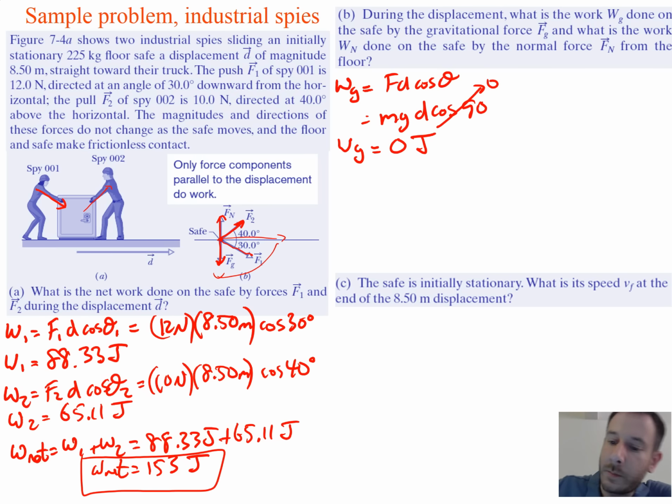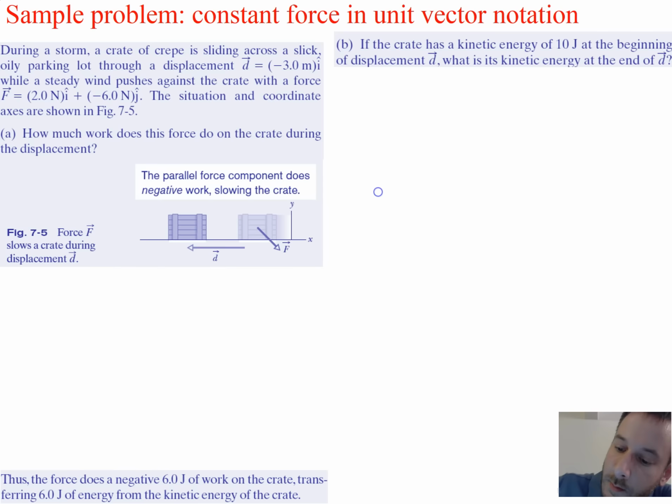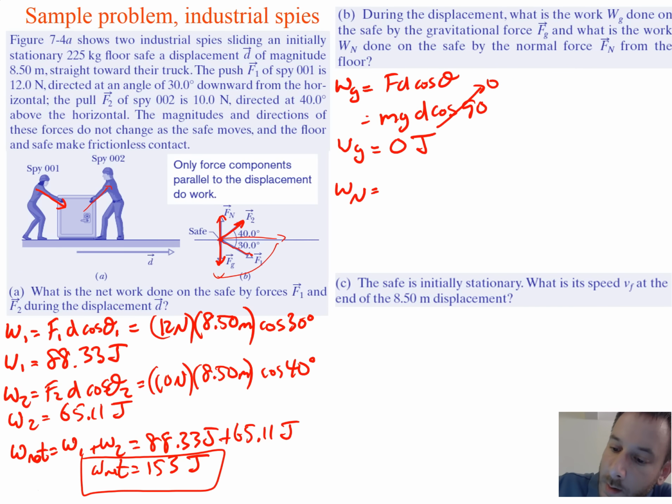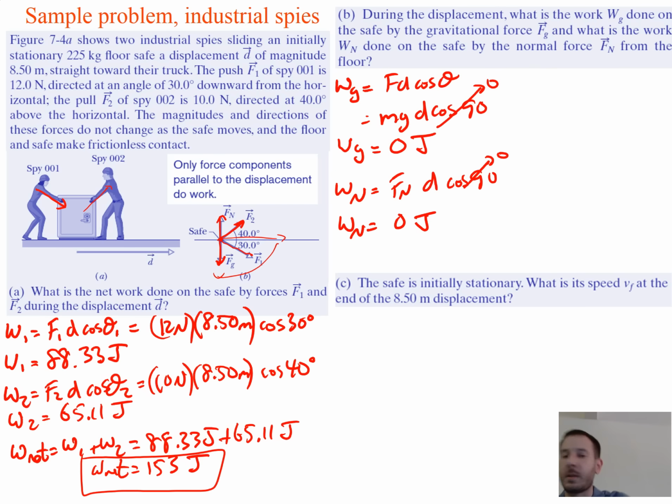All right, and then with the normal force, we'll look at it as well. This is going to be the normal force times the distance times cosine of theta, and again, the angle is 90 degrees, right? Because the normal force is going up, the displacement is to the right, so the angle between those two vectors is 90. All right, and that's going to be 0. So the work done due to the normal force is also 0, and again, we would have expected that.